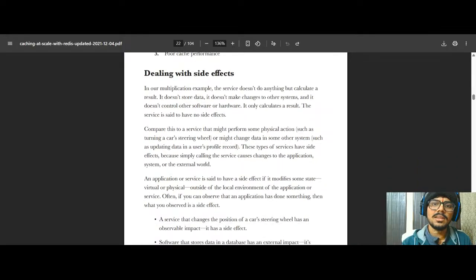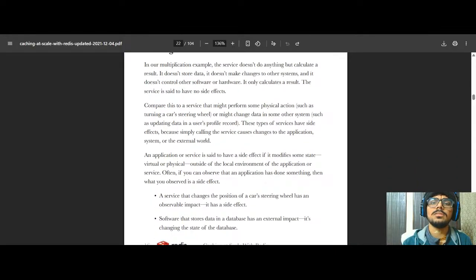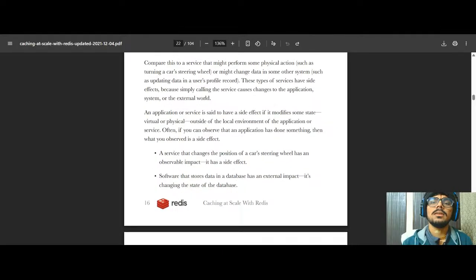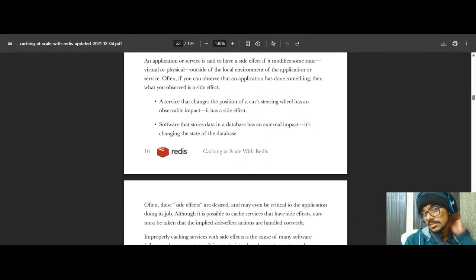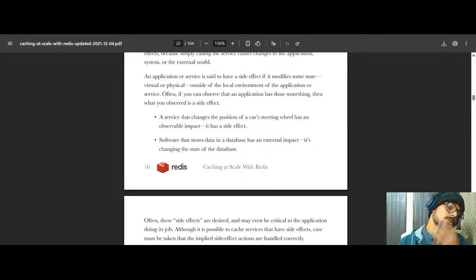So dealing with the side effects in our multiplication example, reduce it. Ignore it. Compare this to a service that might perform some physical actions. An application or service is said to have a side effect if it modifies some state, virtual or physical, outside of the local environment of the application or service. Right. If it modifies some state, it's also another bad thing, because you are saving a lot of cache, so a lot of different users are relying on you.